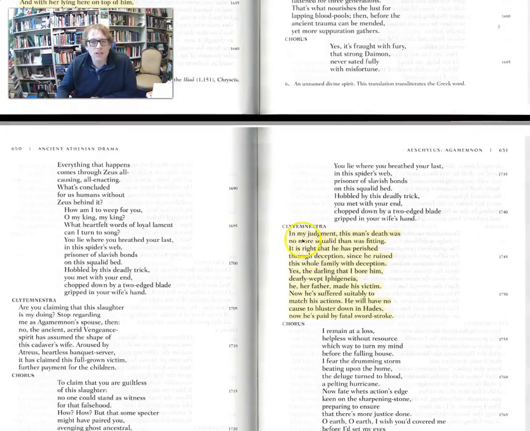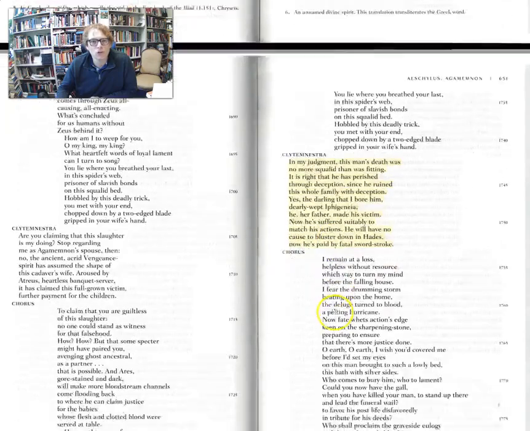Clytemnestra says to the chorus, in my judgment this man's death was no more squalid than was fitting. It is right that he has perished through deception, since he ruined this whole family with deception. Yes, the darling, that's Iphigenia, that I bore him, dearly wept Iphigenia. He, her father, made his victim. Now he suffered suitably to match his actions. He will have no cause to bluster down in Hades. Now he's paid by his final sword stroke.